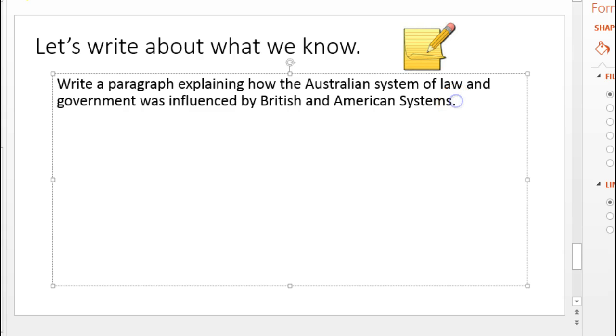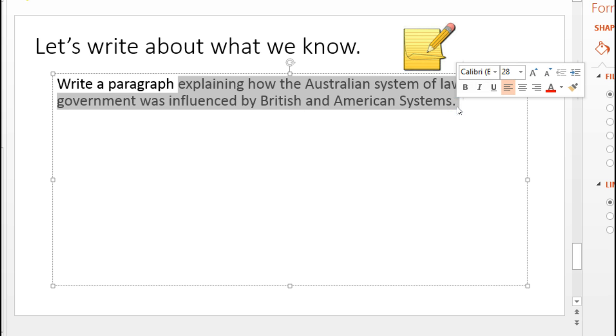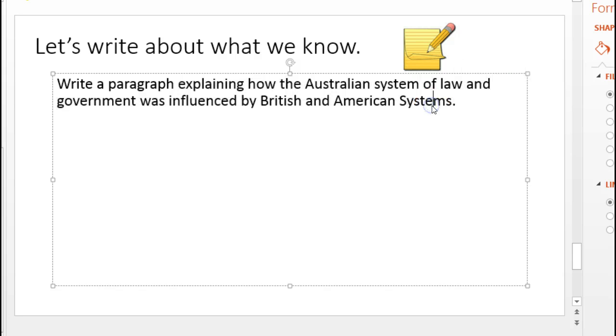Okay, so to do that we need our topic sentence. We always start our paragraphs with our topic sentence. And to get our topic sentence, we just need to look to the question. Because your topic sentence is going to tell somebody what your paragraph is about. So our paragraph is going to be about explaining how the Australian system of law and government was influenced by British and American systems. So we can pretty much add that in. Write that exact sentence.